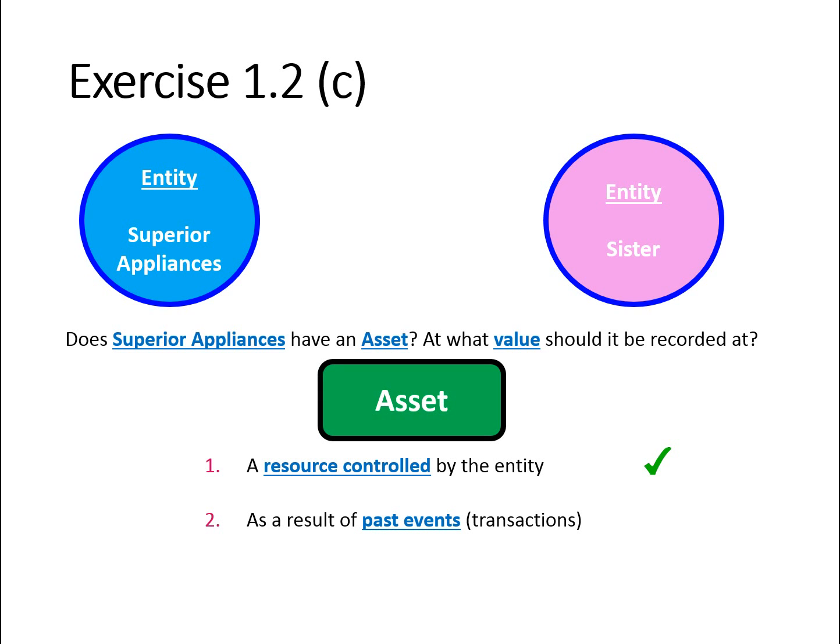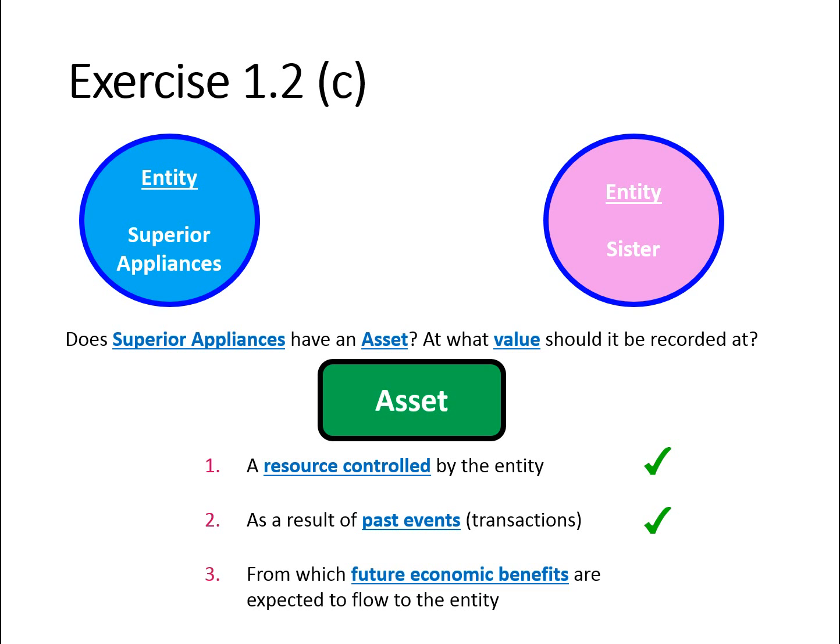2, was there a past event or transaction? In this case, again, we'll say yes. Giving the sister $1,500 and the sister actually transferring ownership of the computer to the business does mean that there was a past event or transaction. And 3, was there a future, or will there be a future economic benefit flowing to the entity? In this case, it's true. It was also true in the previous one, but the business will be able to use the computer in order to run its daily business, so that is true.